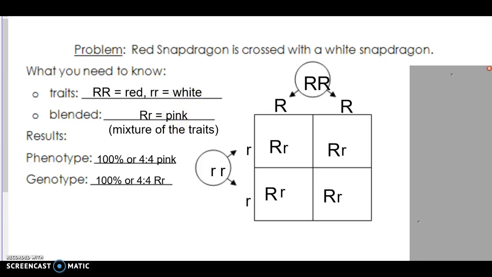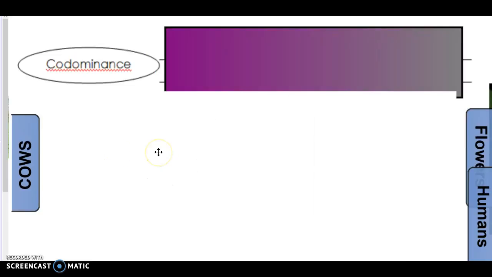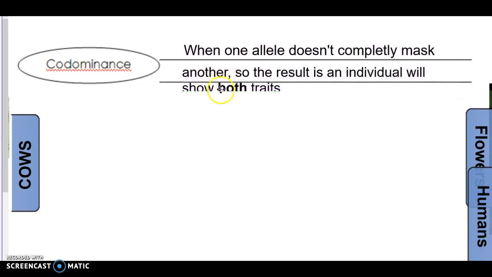So the other problem type that we're going to look at is called codominance. So this is a situation where one allele, again, doesn't completely mask another. So the result is an individual that's going to end up showing both traits. Okay, so a couple of examples of this.